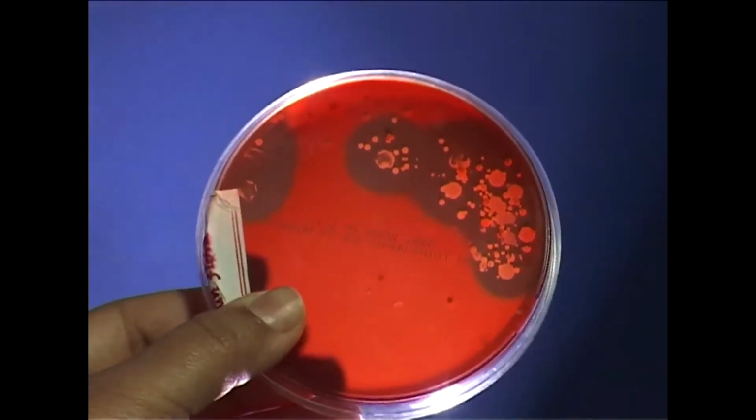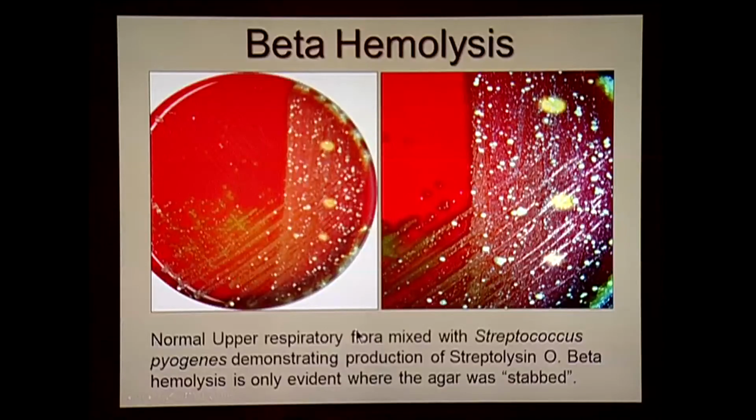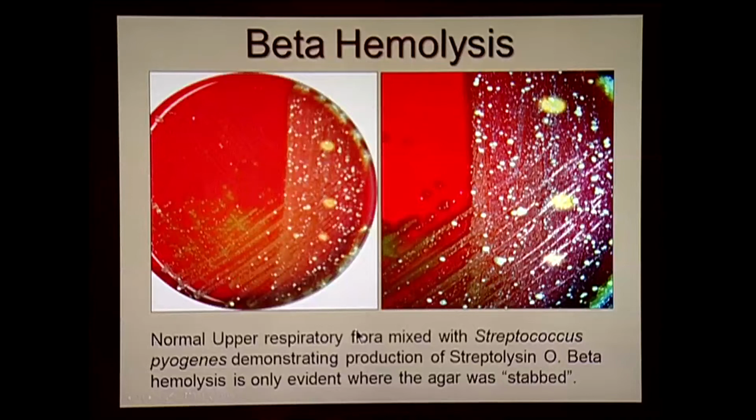We call it beta-hemolysis. Now, streptolysin is of two types, streptolysin O and streptolysin S. Streptolysin O is oxygen sensitive, that means its activity is reduced in the presence of oxygen, whereas streptolysin S is oxygen stable. Most strains of Streptococcus pyogenes produce streptolysin S, which is oxygen stable, and they destroy the red blood cells completely, and a white halo is observed surrounding the colonies.